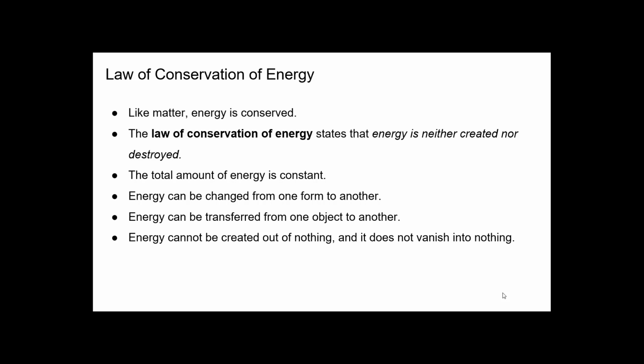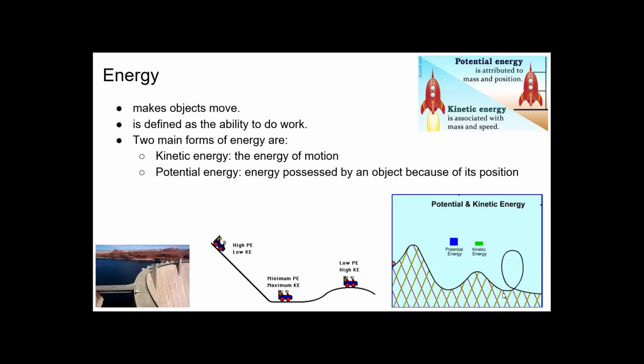Energy can be changed from one form to another. Just because we don't see where all the energy is going, it may be changed into another form, and that's why we're not able to visually detect it. Energy can be transferred from one object to another. Energy cannot be created out of nothing, and it does not vanish into nothing.